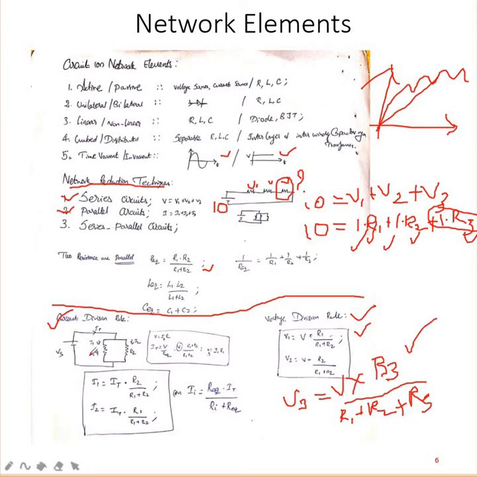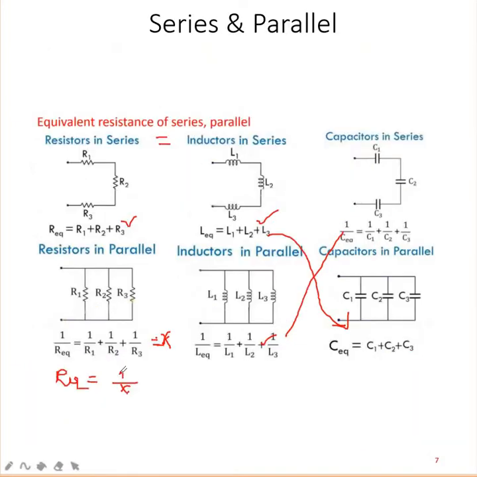Coming to the current division rule, you see here. Suppose I need to find I2. I2 is equal to I multiplied by the opposite resistance, R1 divided by R1 plus R2. So this is the formula, a direct ready-made formula is given. You are going to use it, but the formula is given only for two resistances.